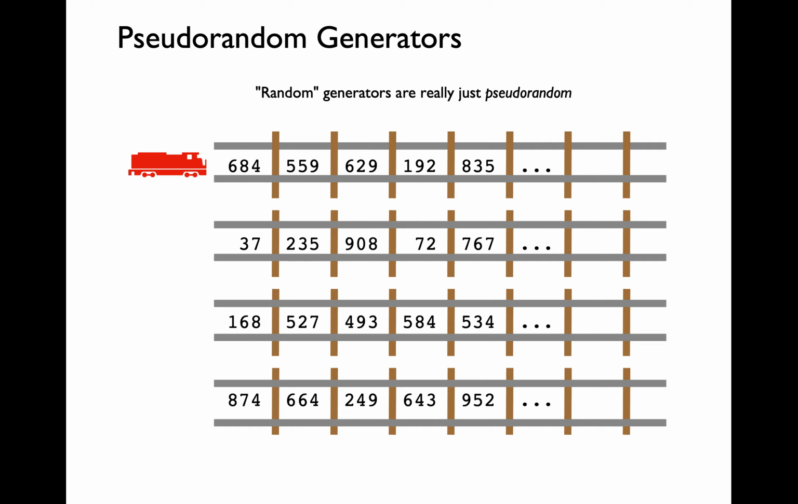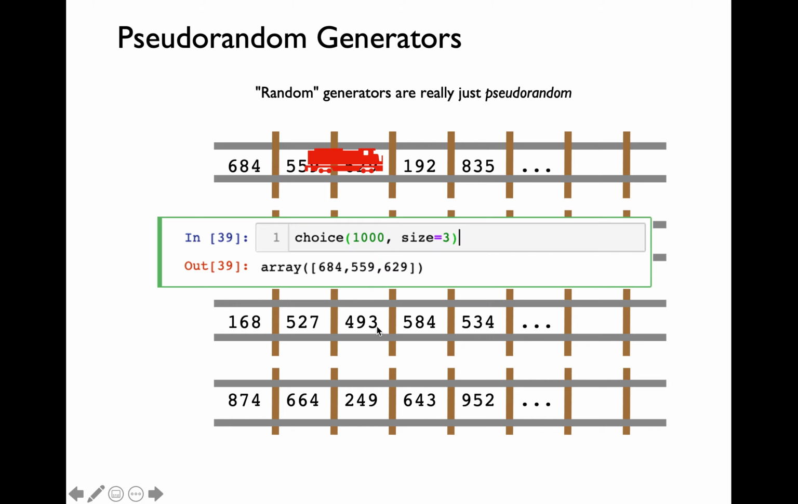Let's assume that we are trying to board a train over here and you have multiple tracks. Each track is a seed. When you call the choice function, you pick one of the train tracks and you're going to get values out of that. Let's say that I'm choosing the first track over here. If I ask for 3 values, I'm going to get the first 3 values, which are 684, 559 and 629. As you can see, this is not truly random, but we pick a particular train track and that particular train track is going to have infinite such numbers.